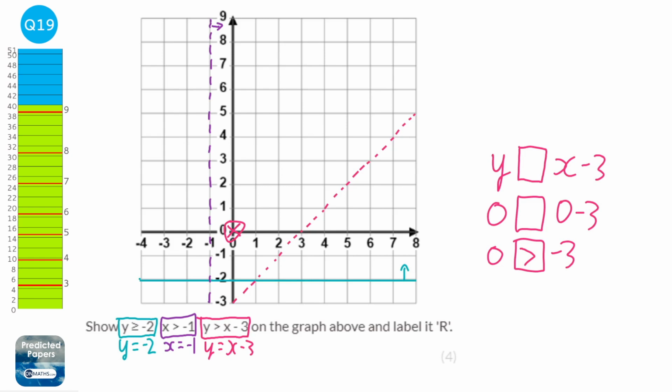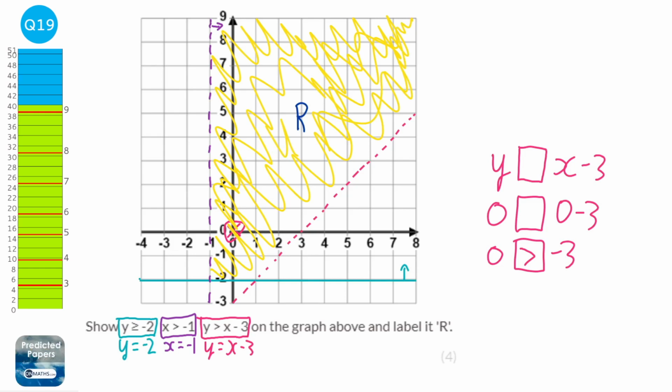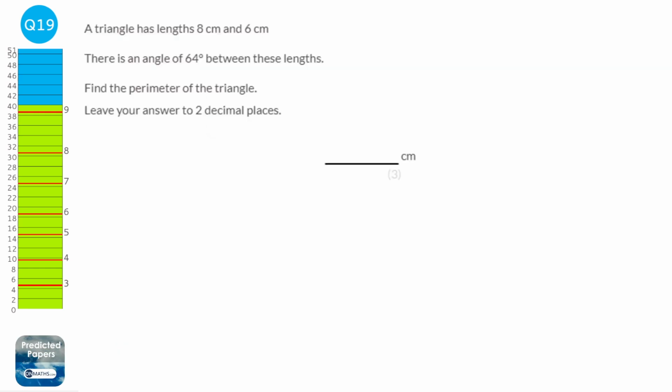And so our region will be anywhere in this bit here, anywhere at all. And you're asked normally to mark it with an R. I'm kind of colouring it in just because your R can be anywhere within this region. It can actually be at 0, 0, anywhere within the yellow region would give you the mark.